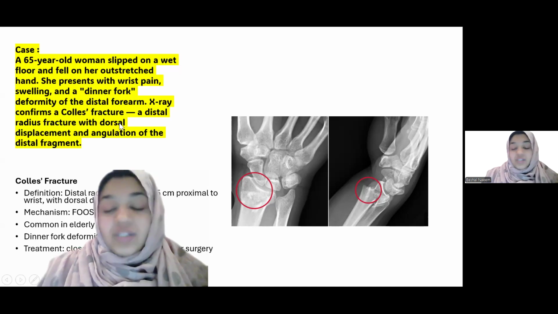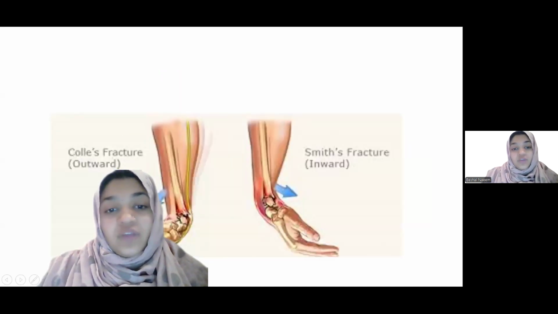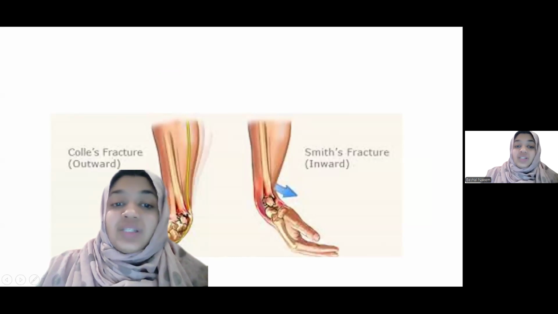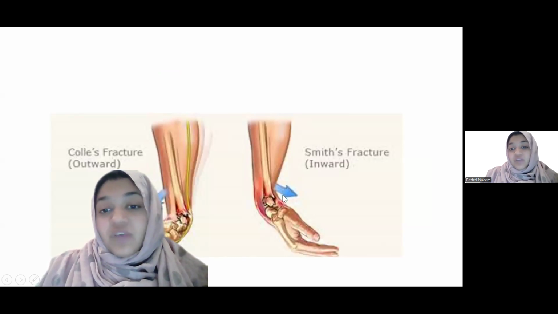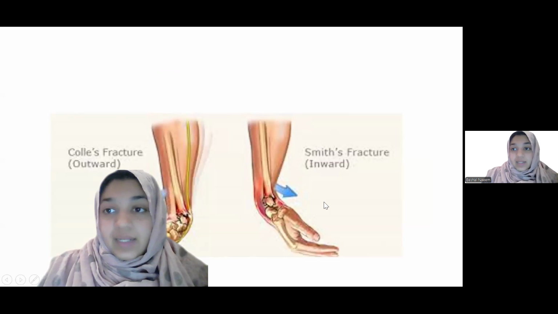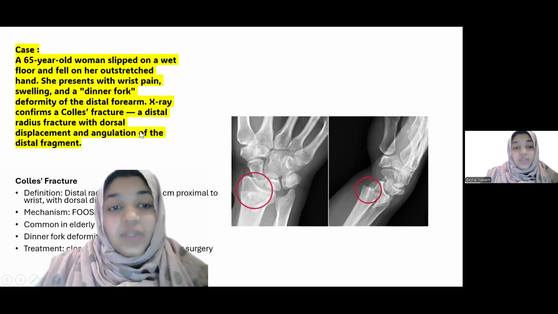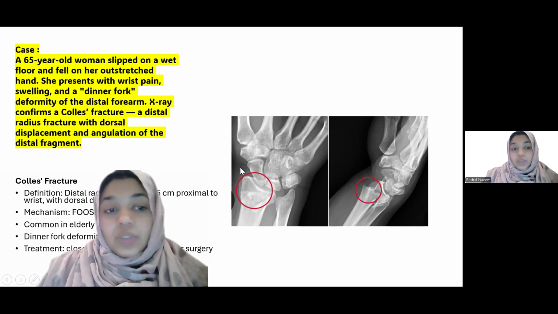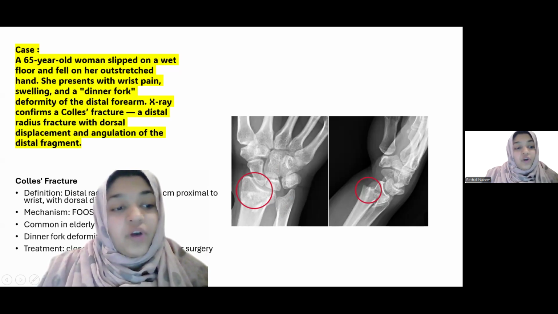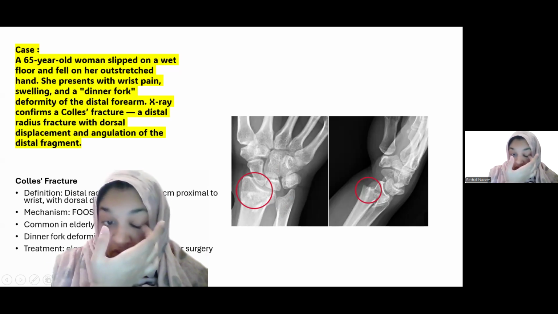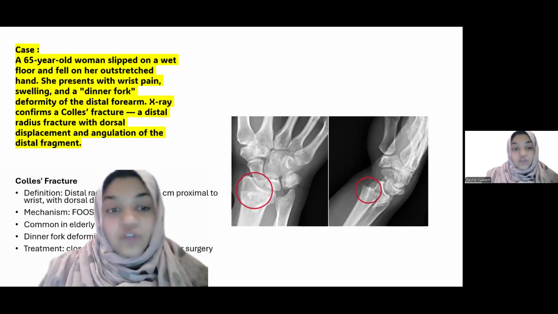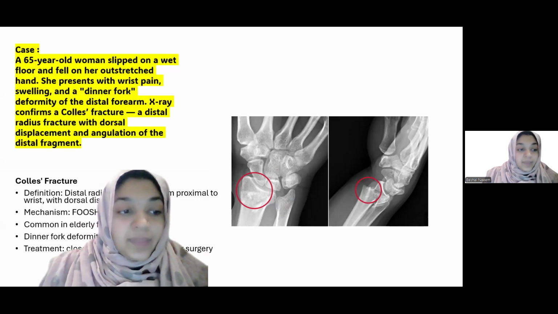So when they say dorsal displacement, can you see that on the Colles fracture, the radius is being dorsally displaced, and in the Smith's fracture, the radius is being palmarly displaced, right? So it's always a dorsal displacement and angulation of the distal fragment. Now I told you it's always 2.5 centimeters proximal to the wrist joint. The mechanism is fall on outstretched hand. It's common with elderly females. There's a dinner fork deformity present. Treatment is closed reduction and casting or surgery, right?